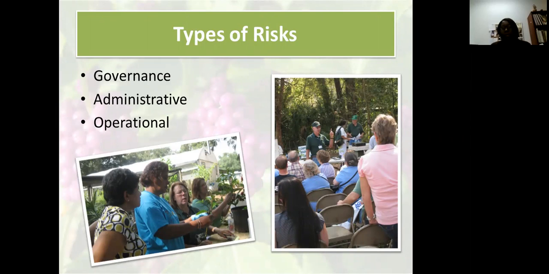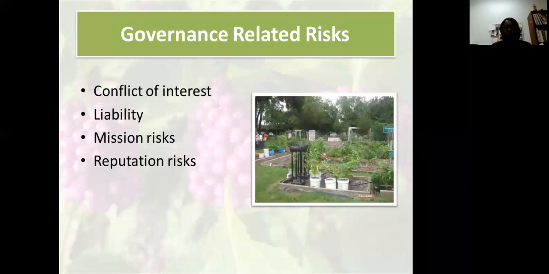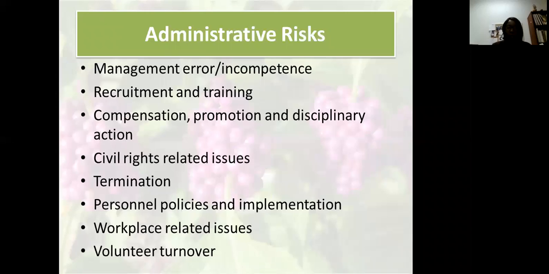So in looking at your program and assessing the risk, it can fall into 3 categories: governance, administrative, and operational. And we'll go through each of these. So governance-related risks are the behind-the-scenes risks, and these can be broken down into several areas. So conflict of interest, liability, mission risk, and reputation risk. So those are things that are from the board perspective, and I'm sure each of you probably has a Master Gardener board. So these all relate to governance.